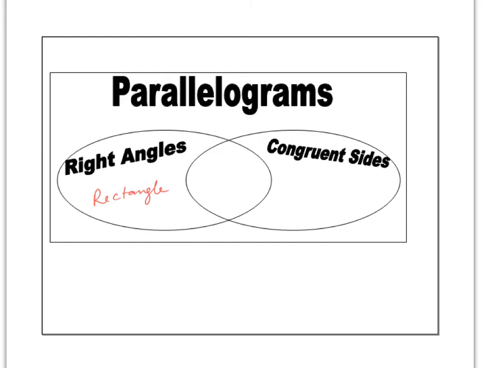Can you think of a type of parallelogram that also has 4 congruent sides? A rhombus. So a rhombus has 4 congruent sides. Is there something that has both? Is there a parallelogram that has 4 right angles and 4 congruent sides? You bet. The square. So the rectangle, the square, and the rhombus are all different types of parallelograms.